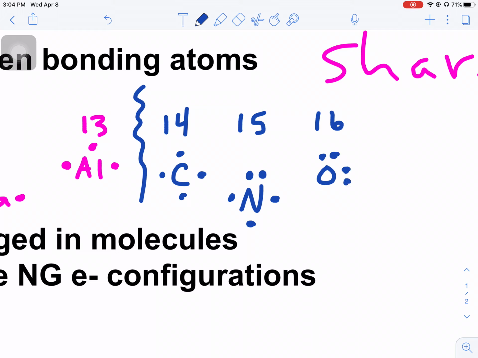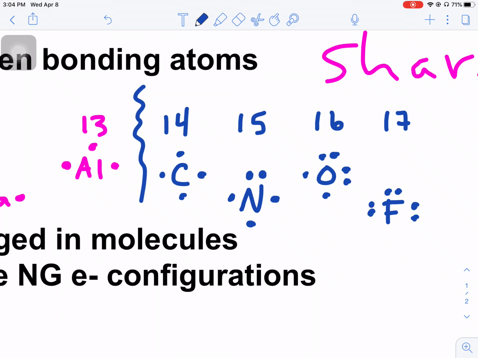Oxygen has two lone pairs and two singles for a total of six valence electrons. Oxygen can form up to two covalent bonds. It could be two singles or a double bond. So two more electrons for elements in group 16 to be like the noble gases, in which case we get to the halogens.